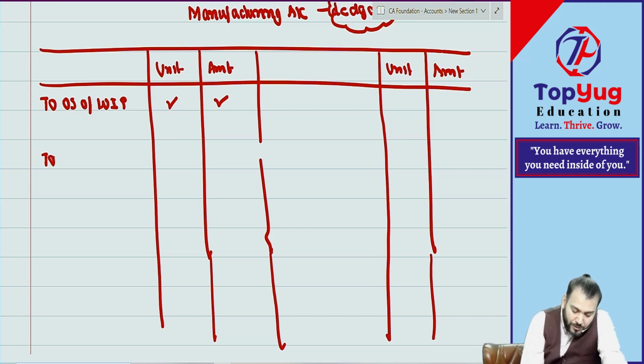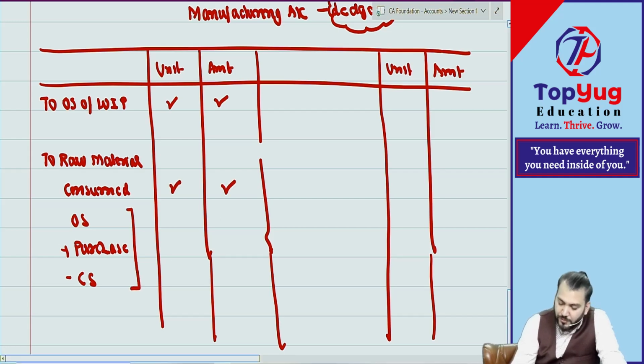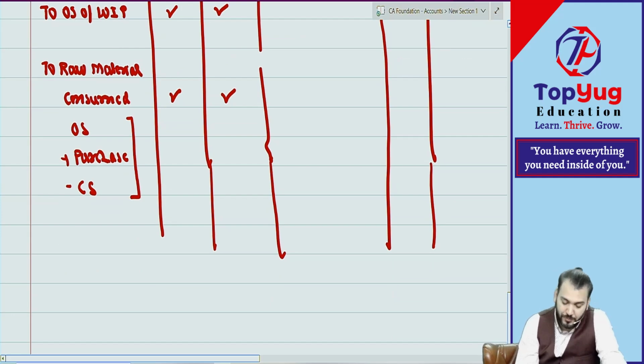Then we write To raw material consumed. So this will be opening stock of raw material plus purchase of raw material minus closing stock of raw material. So this amount will come here. Opening stock plus purchase minus closing stock will come here. Units also will be written down. Have you understood this point?